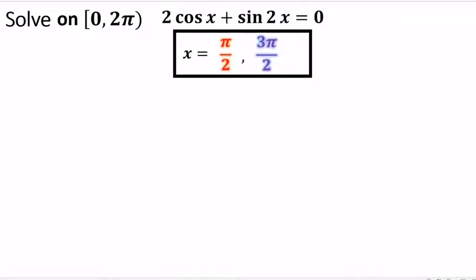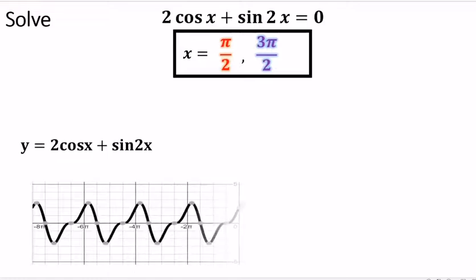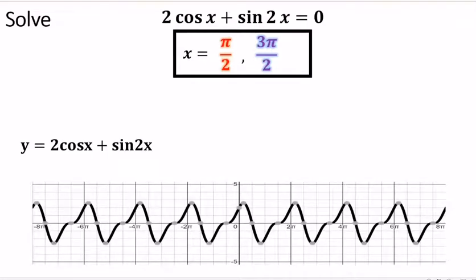When solving this equation, we only looked for solutions from 0 to 2 pi. But if we want to solve this equation and not limit ourselves to the interval 0 to 2 pi, we will have an infinite number of solutions. Graphing 2 cosine x plus sine 2x over a larger interval than 0 to 2 pi, we get this graph. I graphed from -8 pi to 8 pi.